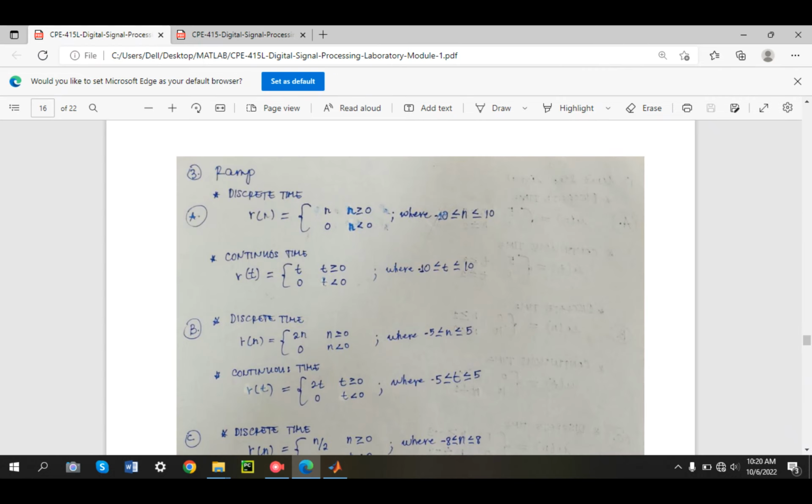So these are the given conditions. For A and B, we will first evaluate condition A: ramp of n is equal to n when n is greater than or equal to 0, and 0 when n is less than 0, where n is greater than or equal to negative 10 and n is less than or equal to positive 10. The same applies for the continuous time.